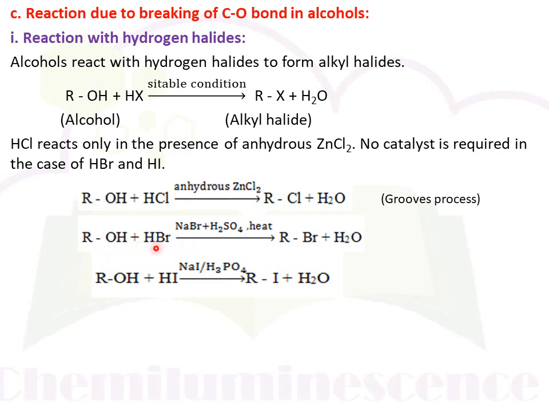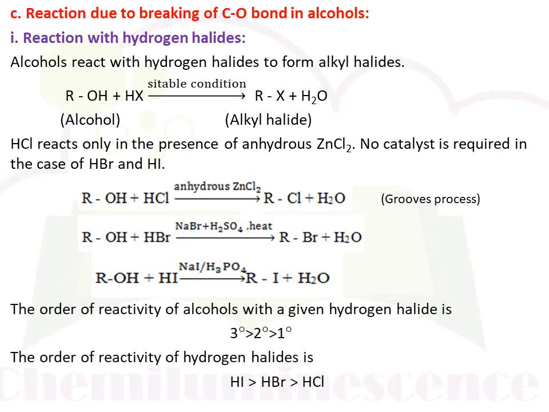Alcohol on reaction with HBr, which is prepared in situ, gives alkyl bromide, while alcohol on reaction with hydrogen iodide, also prepared in situ, gives alkyl iodide and water as products. The order of reactivity of alcohols towards hydrogen halide is that tertiary alcohol reacts faster than secondary alcohol, and secondary alcohol reacts faster than primary alcohol. The reactivity order of hydrogen halides towards alcohol is that hydrogen iodide reacts faster than hydrogen bromide, while hydrogen bromide reacts faster than hydrogen chloride.